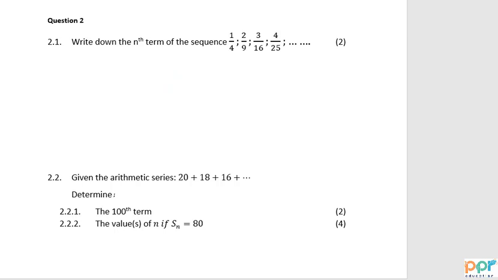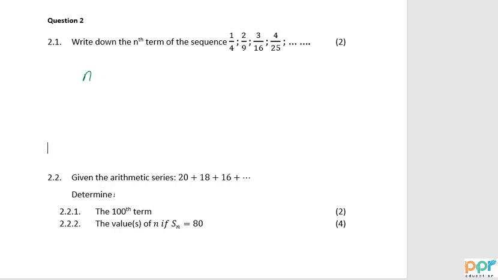Is there any other method? What if I leave the top as it is, 1, 2, 3, 4, but look at the bottom: the first term is 4, the next is 9, the next is 16, the next is 25. Very good. Now that means at the bottom I can have n squared.